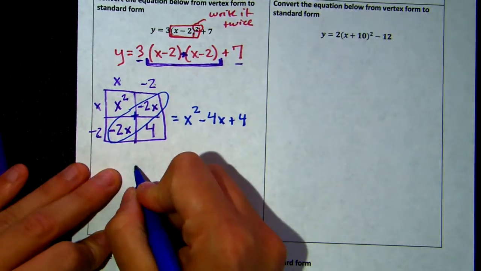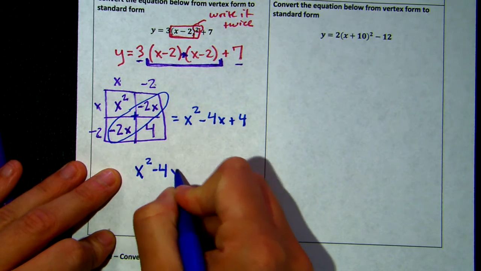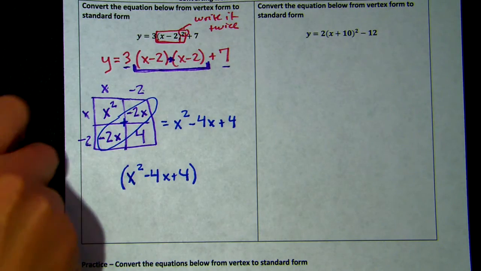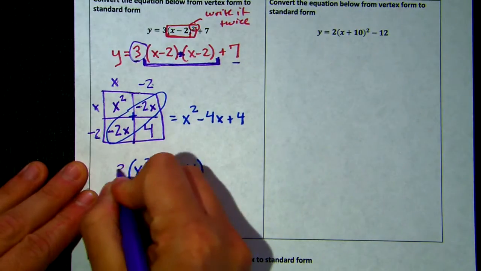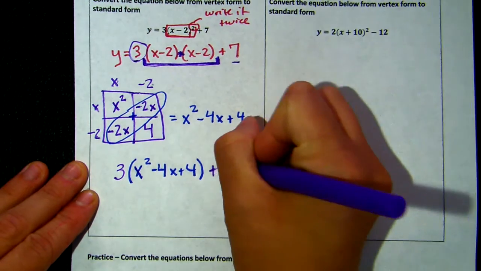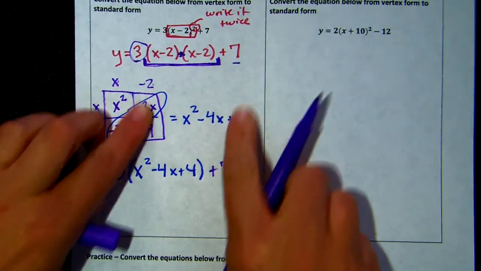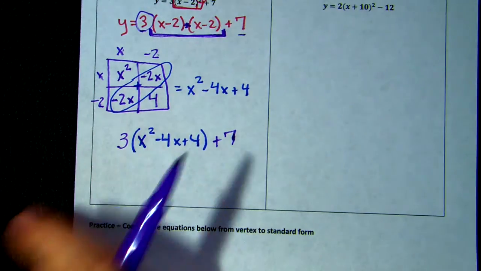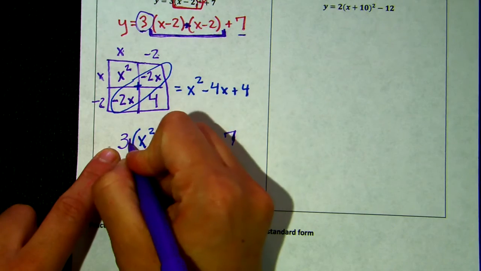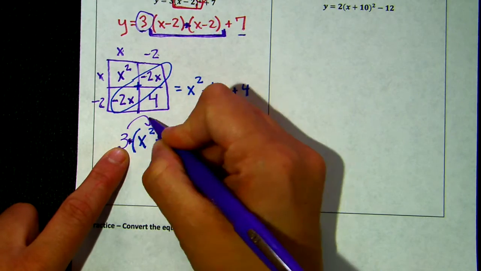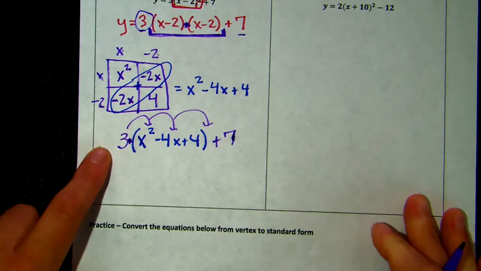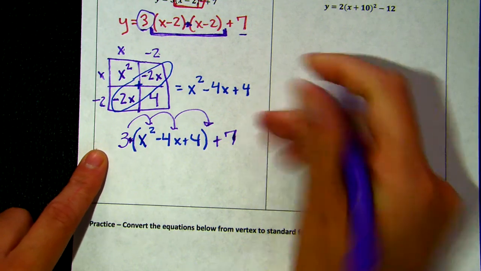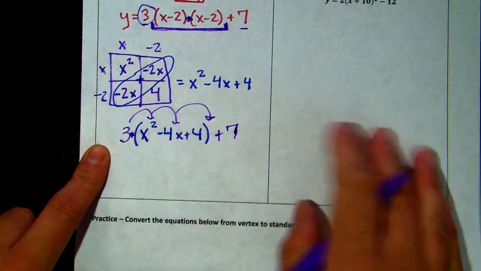So I'm going to bring down what I used box method to simplify, and I'm going to keep that in parentheses because I have this 3 on the outside and this plus 7 on the outside. That 3 and that 7 both come from that original equation. Okay. Now I have a 3 on the outside of parentheses. I can distribute it inside of parentheses. Notice that I don't distribute to the 7 because 7 is not inside the parentheses. I'm just distributing inside the parentheses.